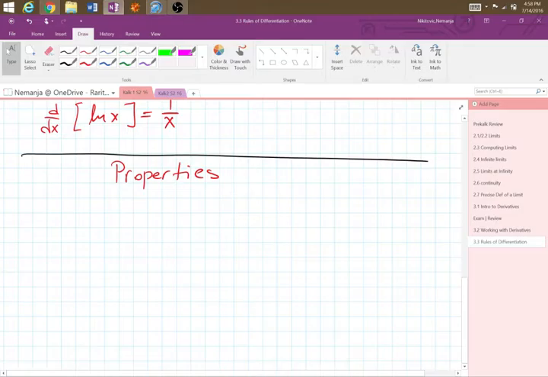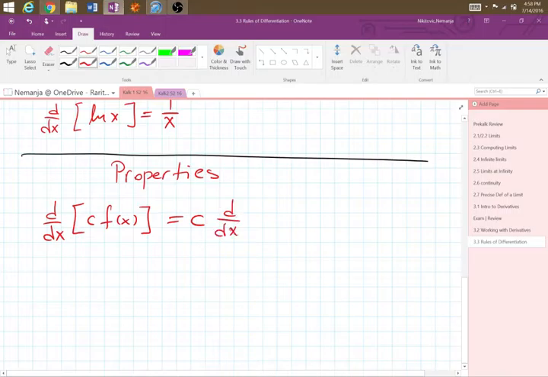First property is the derivative of c times f of x, which means that if you are multiplying a function by some constant c, that c can be kicked out all the way in front of the derivative, and you just focus yourself on taking the derivative of the function.